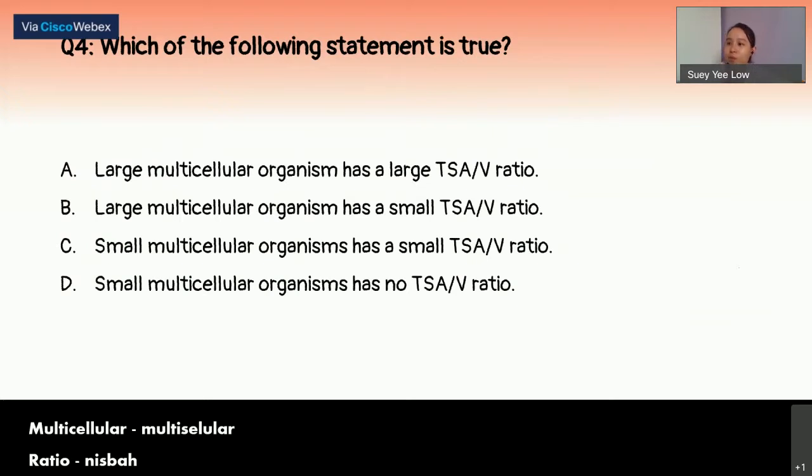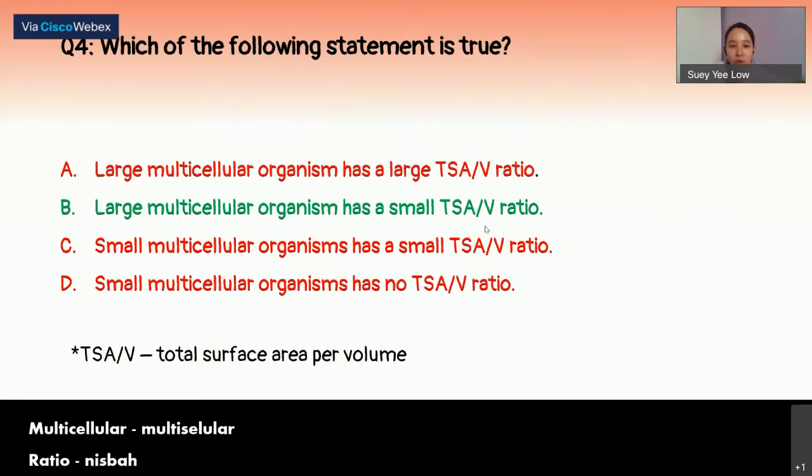So, the answer will be, yep, you're right. It's B. Large multicellular organism has a small total surface area to volume ratio. This is because the large multicellular organism will have a smaller total surface area but a large volume. So if you use a calculator, 1 per 4, you will get a very small number, right? Same thing here. So a small multicellular organism usually will have a large total surface area per volume ratio.